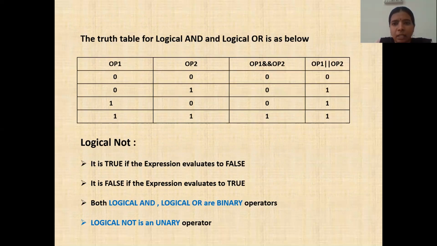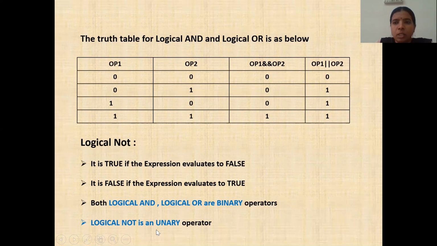So the logical and and logical or truth table is as shown below. Logical and is true when both are true, and logical or is true when at least one of the expressions is true. Whereas logical not gives true when the expression is false and gives false when the expression is true.